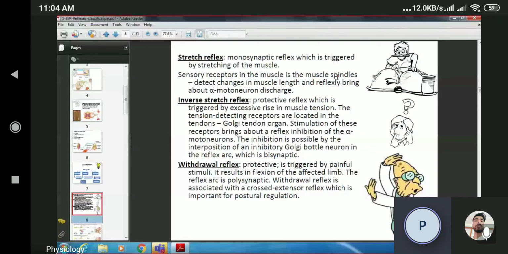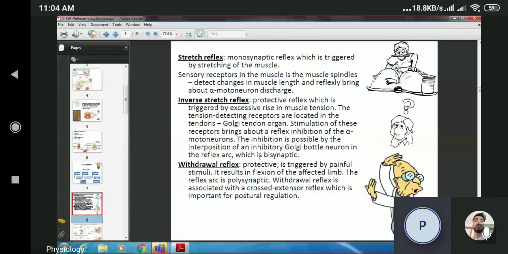The tension detecting receptors are located in the tendons, called Golgi tendon organs. That means the receptors for the inverse stretch reflex are Golgi tendon organs, but the receptors for the stretch reflex are muscle spindles. Stimulation of these receptors brings about a reflex inhibition of the alpha motor neurons. The inhibition is possible by the interposition of an inhibitory Golgi bottle neuron. This is an inhibitory interneuron in the reflex arc, which is bisynaptic.